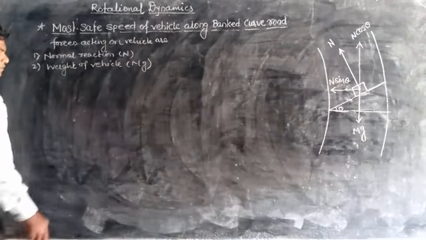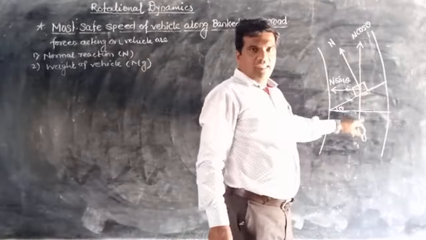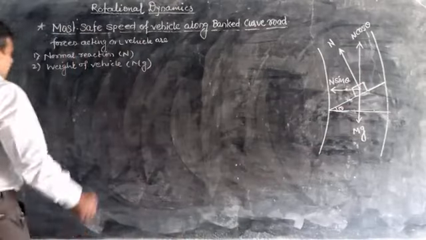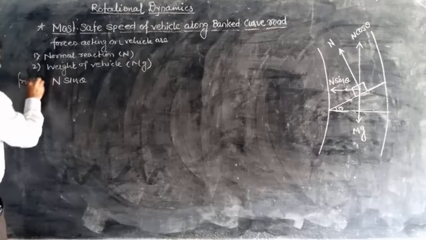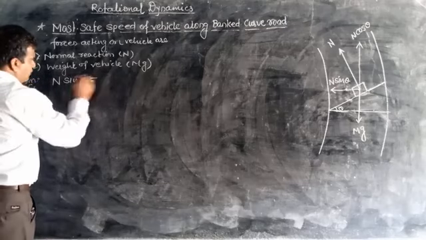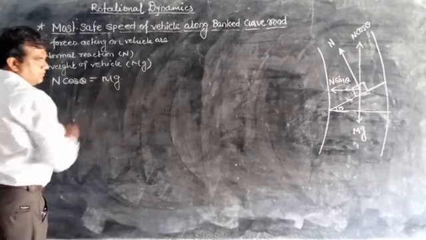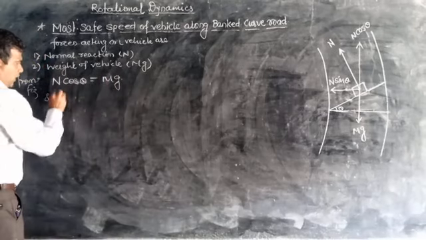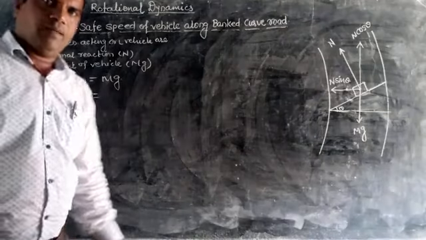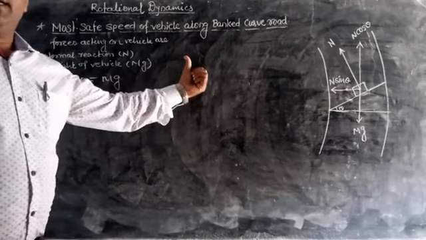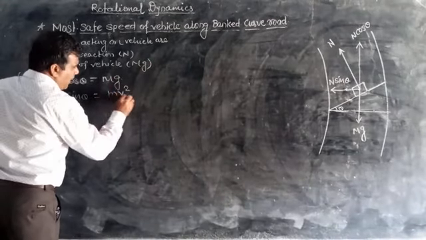Now from figure we can write this upward component N cos theta balances the weight of the vehicle. First we write N cos theta is equal to mg, and horizontal component N sin theta. This N sin theta is directed along the radius towards the center. It means that it provides the centripetal force, and this is equal to mv square by r.